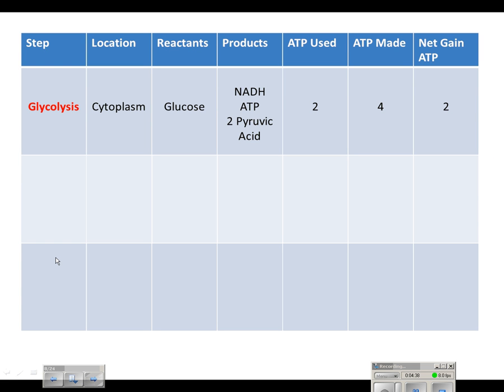And if we look at this chart, we can see that it happens in the cytoplasm, and along with those 2 pyruvic acid molecules, we produce NADH, the electron carrier, and ATP. We're going to use 2 ATP though, and 4 are going to be produced altogether. So our net gain is really only 2 ATP, but the cell is getting some ATP, even though we didn't use any oxygen yet.